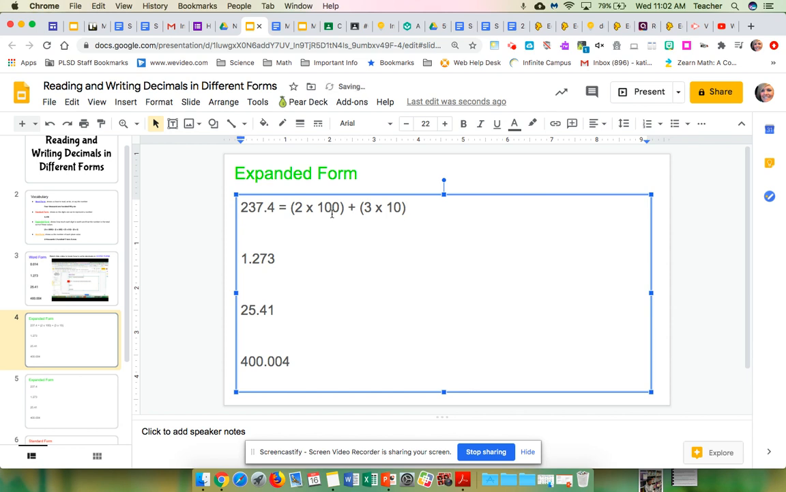The next digit is the 7, so I'm going to do plus the 7. The 7 is in the ones place, so I'm going to multiply the 7 times 1 because it's in the ones place. So the 2 is in the hundreds, I multiplied it by 100. The 3 is in the tens, I multiplied it by 10. And the 7 is in the ones, I multiplied it by 1. The very last digit is the 4, which is in the tenths place.